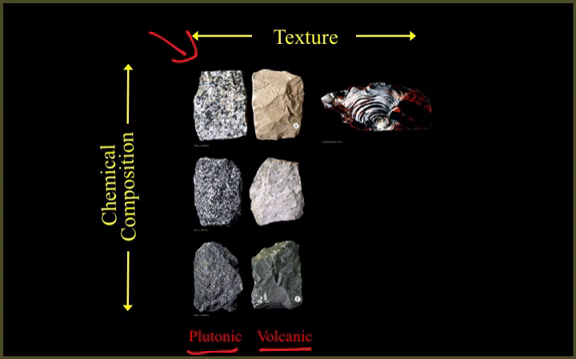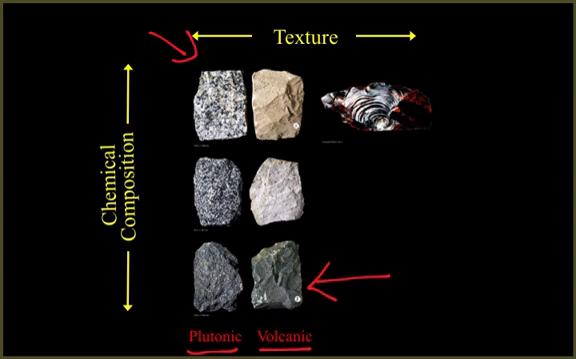And that's in comparison to volcanic rocks, where the molten rock or lava crystallized above the surface, so it was extruded onto Earth's surface, cooled relatively quickly, and the crystals are small enough that you can't see them with the naked eye. It really requires a microscope to see the crystals. So those are the textural differences between plutonic and volcanic rocks.